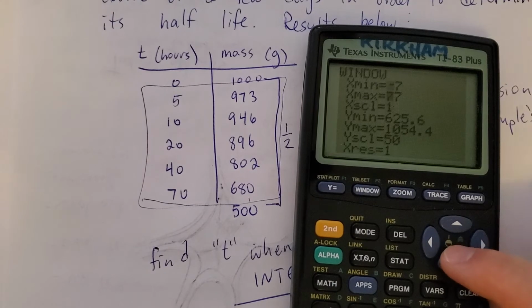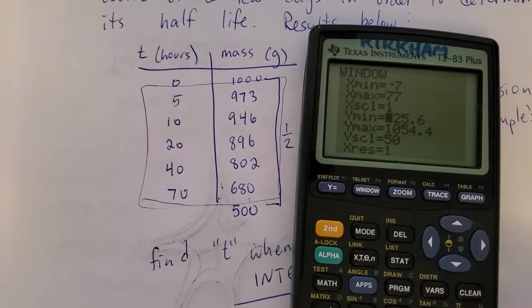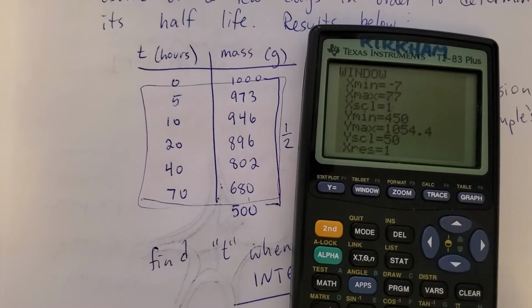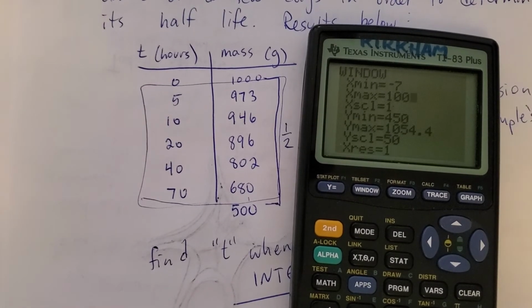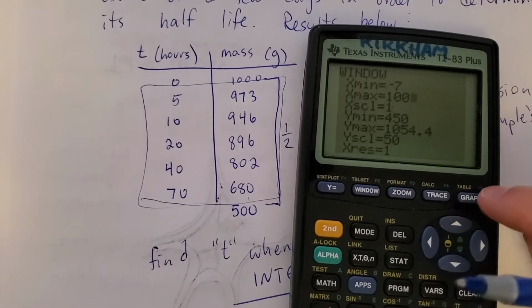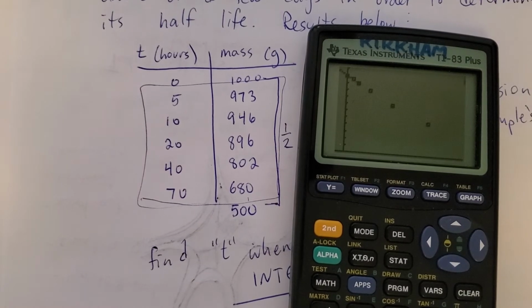Okay, if we want to see our Y2 equals 500, let's make y min a bit below that. I'll make it 450. I'm also going to need to increase this x value. Make it 100. That should be fine. We'll see. We might have to adjust it a little bit. Hit graph again. What do we get?